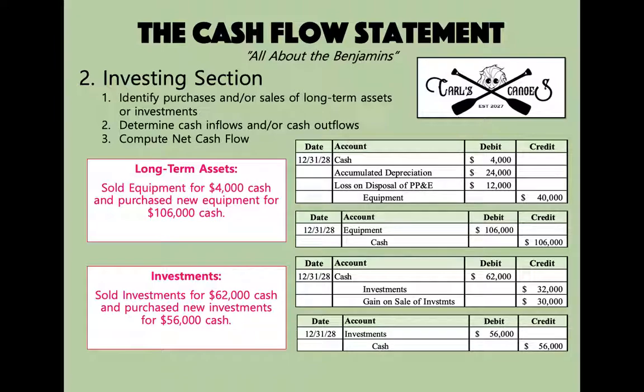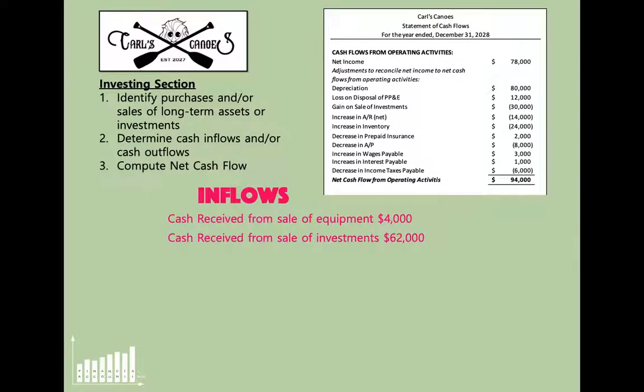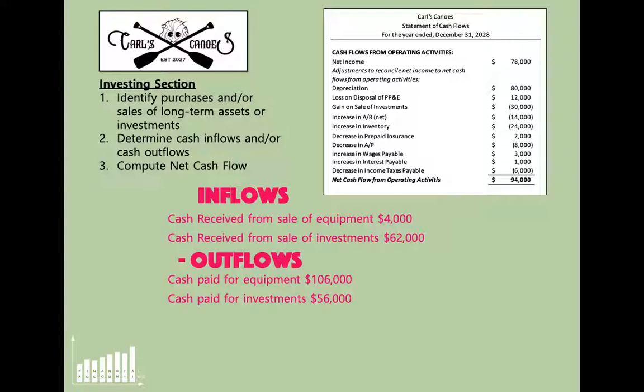So, what do we do with these? Well, the first thing is to identify those purchases or sales that took place. The second part is to determine what came in and what went out. As far as inflows go, we received cash from selling the equipment, and we received cash from selling the investments. As far as outflows go, we paid cash for the equipment, and we paid cash for investments. The difference between what came in and what went out is our net cash flow. Net cash flow from investing activities here in this example is $96,000 negative.